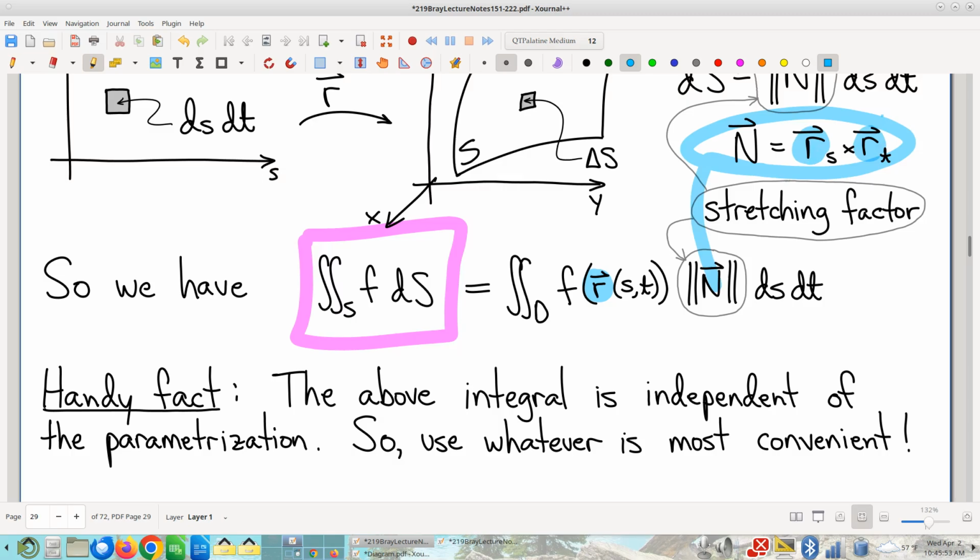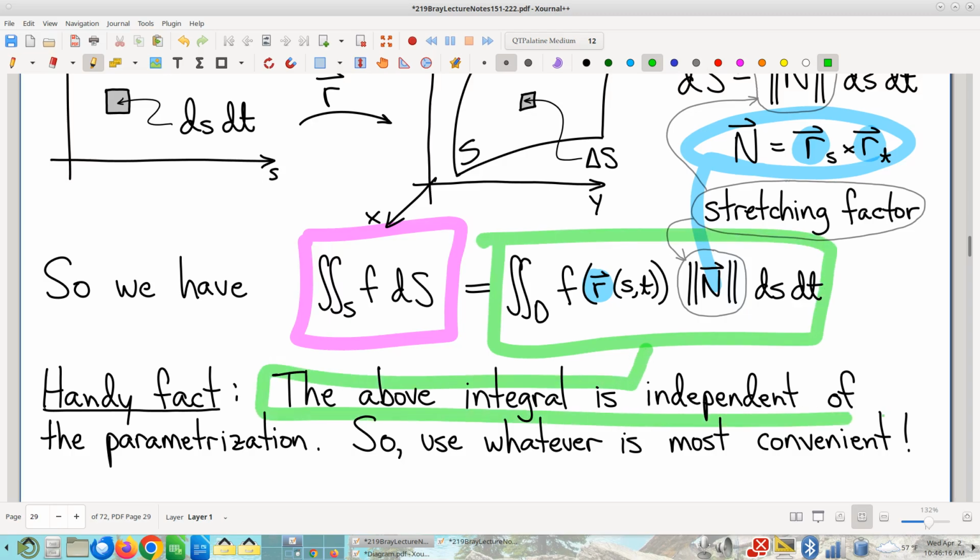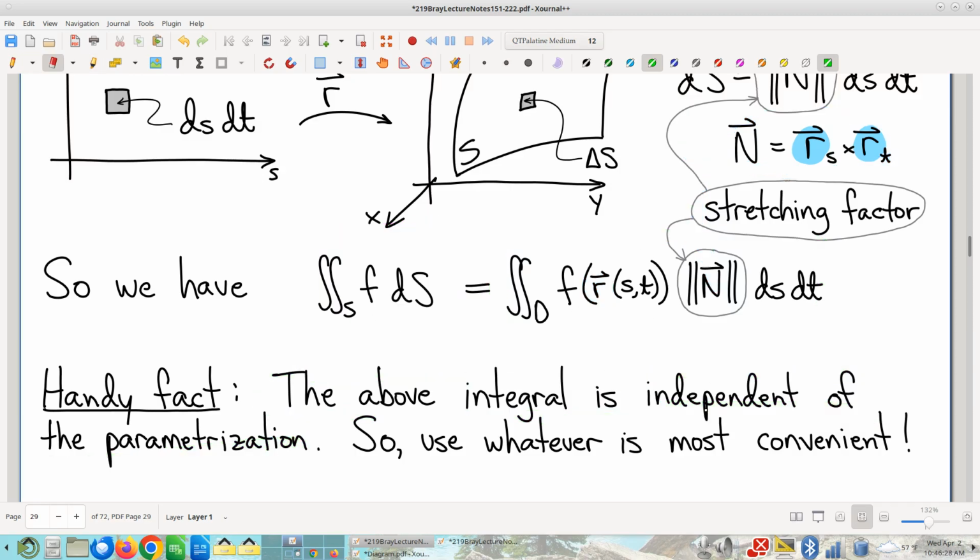So, wait a minute, does this depend on the parameterization? It shouldn't. It doesn't make any sense. How could it? And the answer is, mysteriously, when you work this out, the parameterization doesn't matter. So parameterize however you like. This integral, our pullback integral here, is independent of the parameterization. Very relieving fact, right? That better be true. Otherwise it would be obvious nonsense.